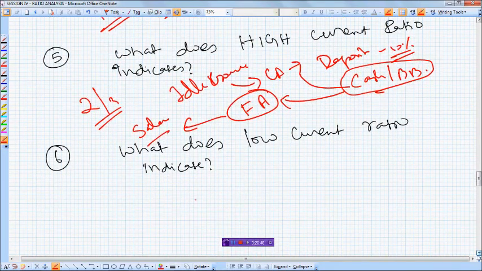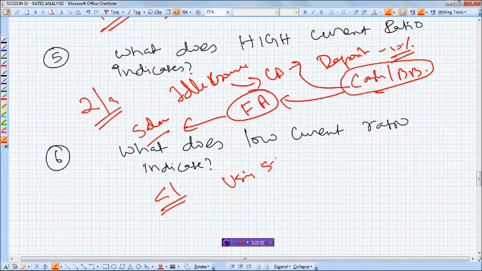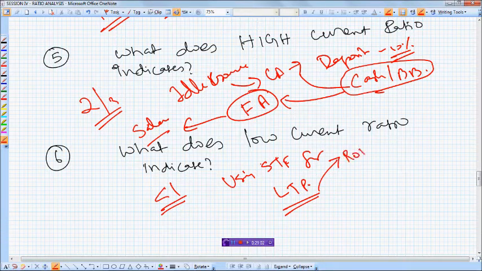What does a low current ratio indicate? I mean, a current ratio less than 1 indicates using what? Short term funds for long term purposes. So what will be the result? If you use short term funds for long term purposes, then there will not be any rotation. No rotation of funds will be there. If rotation does not take place, then subsequent operations will come to a halt.